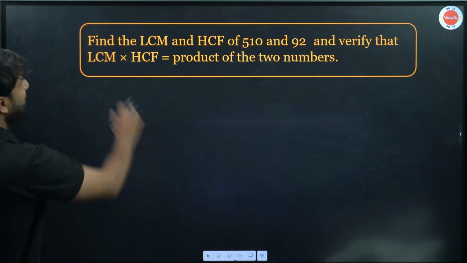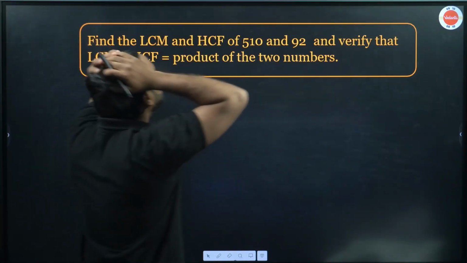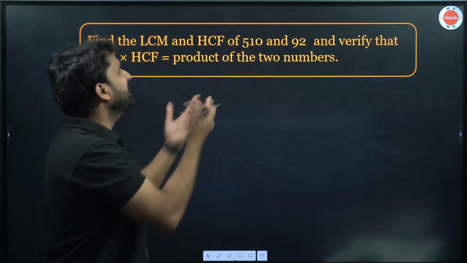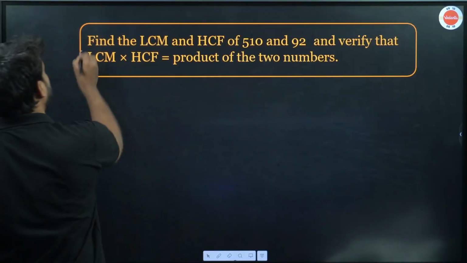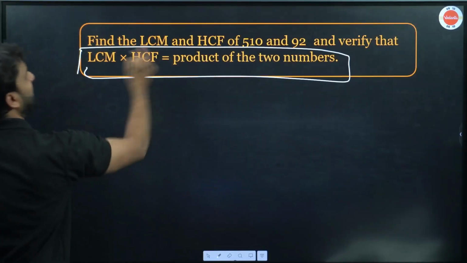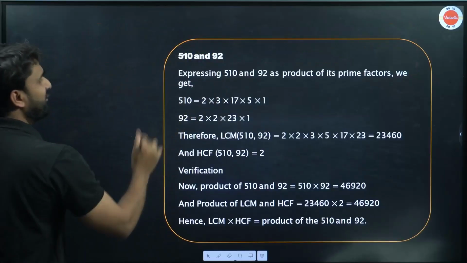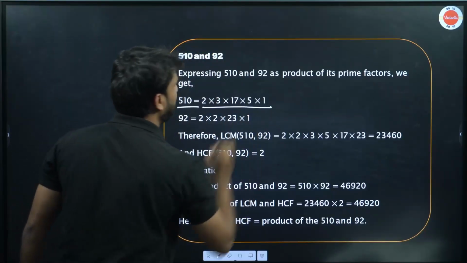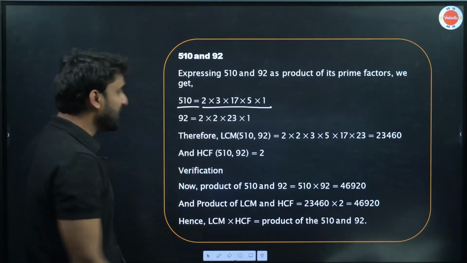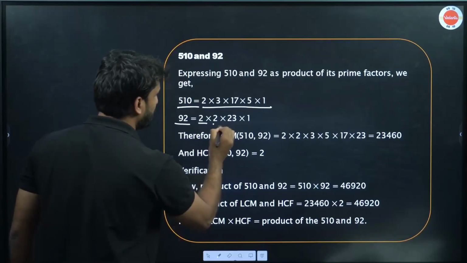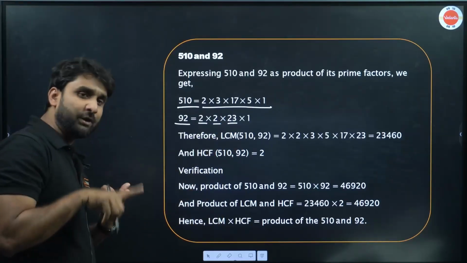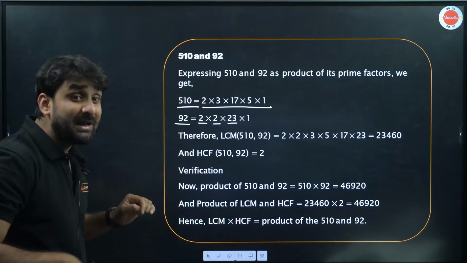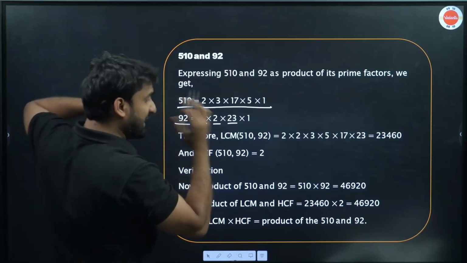Moving to next. Find the LCM and HCF for 510 and 92 and verify the formula. This is the formula. We have to verify it by finding out the HCF and LCM. So 510 by the prime factorization method, this is the prime factorization, and 92 can be written as 2 into 2 into 23. 2 into 4, 4 into 23 is 92. Now find out the LCM.